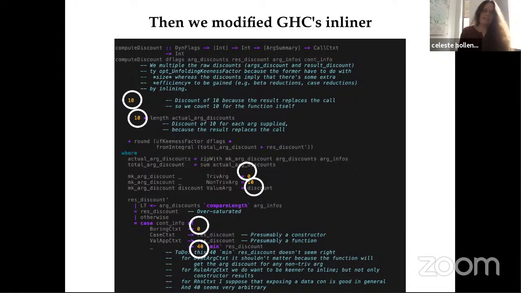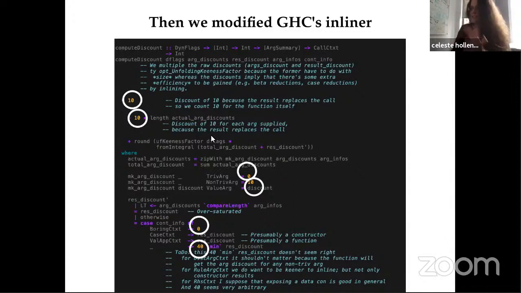These are actually hand-coded magic numbers, and they're thresholds that are embedded inside this inlining decision. And we can just look at one or two here. Here's one. It says, apply a discount of 10 because the result replaces the call. So we count 10 for the function itself. And then that one, there's a plus sign under here. That one is added to it 10 times length actual arg discounts. And this 10 here says discount of 10 for each arg supplied because the result replaces the call.